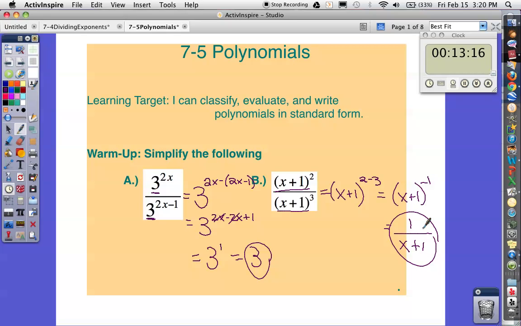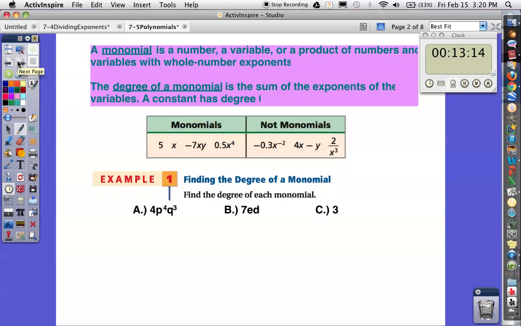So I hope you tried those. I hope you challenged yourself. They are different, but they are not too hard when you just think back to your rules.